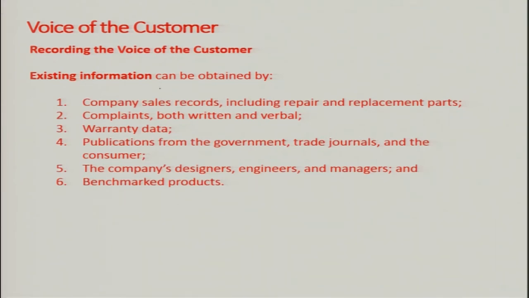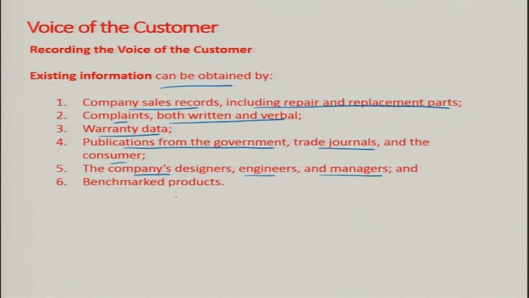Now, existing information can be obtained from the complete sales records, including repair and replacement parts, complaints both written and verbal, warranty data, publications from the government, trade journals and the consumer, the company's designers, engineers and managers, and benchmark products. So, these are all the secondary information which is already there. We just need to clean the data and extract the required information and try to develop some knowledge out of that we can use to provide the better product to the customer.